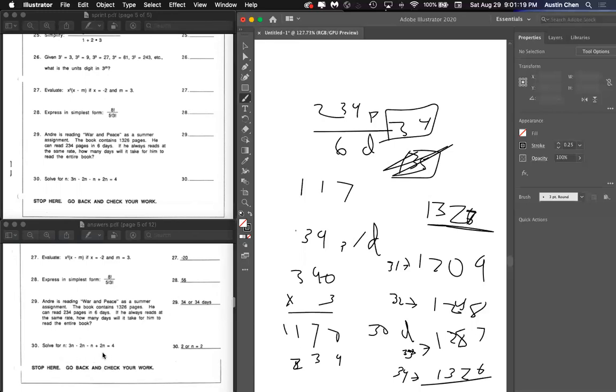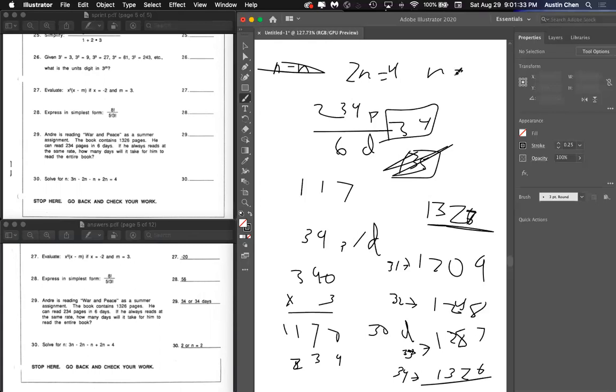Solve for n. Okay, that should be pretty easy. 3n minus 2n is n. Minus n is 0. So we just have 2n equals 4, and n equals 2.